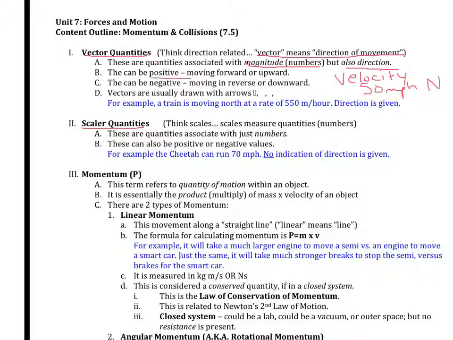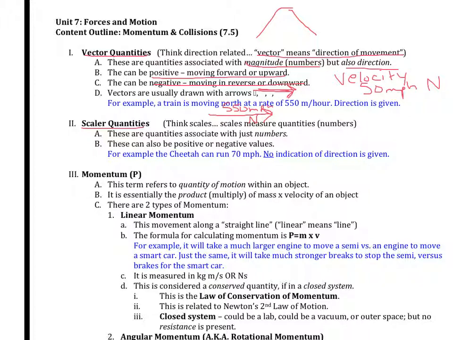They can be positive, meaning that you move forward or upward. They can be negative, meaning that you move backwards. Remember when we did our velocity position versus time graphs, we had a graph where the line sloped down. It had a negative slope. That meant that the object went in the opposite direction. Vectors are always drawn using arrows. Okay. So for example, a train is moving north at 550 miles per hour. This is a vector quantity, and we would draw an arrow, and we would put 550 mph north, and that lets you know it has a magnitude and a direction, so it is a vector.